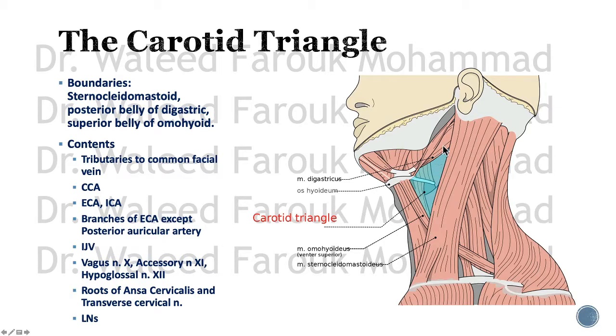The superior boundary is the posterior belly of digastric. The anterior boundary is the superior belly of omohyoid. And the posterior boundary is the middle of the anterior border of the sternomastoid. It extends up with the posterior belly of digastric.